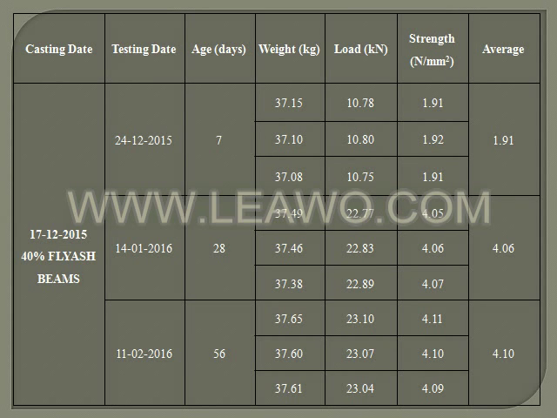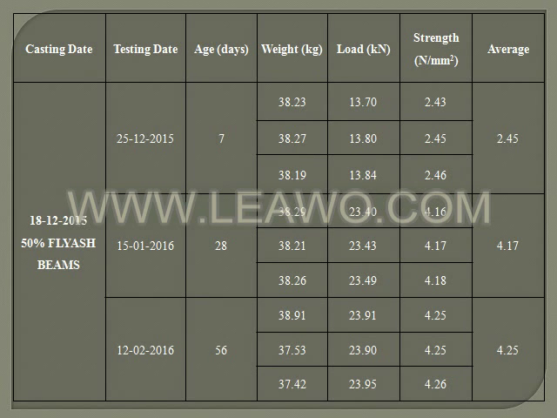This tabular column shows the result of the flexural strength test for 40% fly ash beams, which were casted on 17/12/2015. The average strength was obtained to be 1.91 for 7 days, 4.06 for 28 days and 4.10 for 56 days. This tabular column shows the result for 50% fly ash beams, which were casted on 18/12/2015. The average strength obtained on 7 days was found to be 2.45 and on 28 days was found to be 4.17. Finally, at 56 days it is giving 4.25 strength as an average.